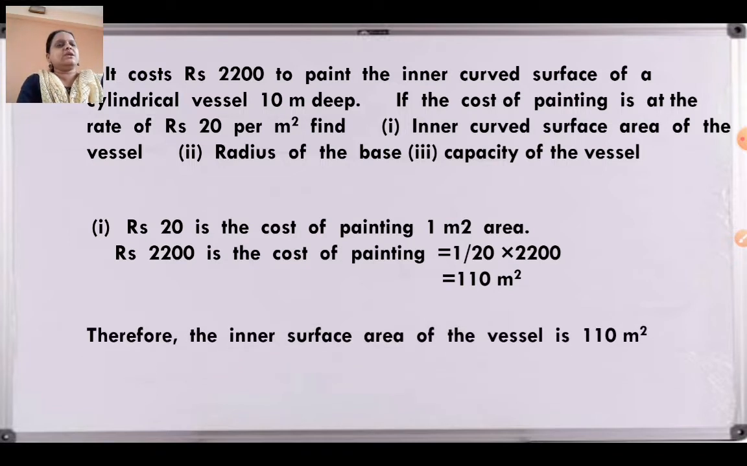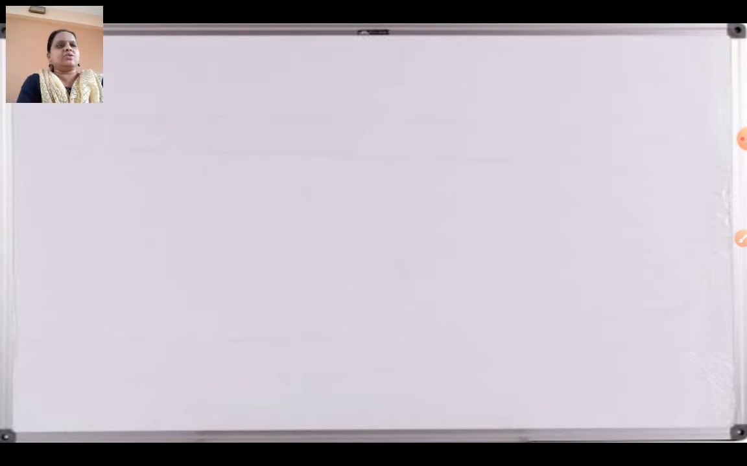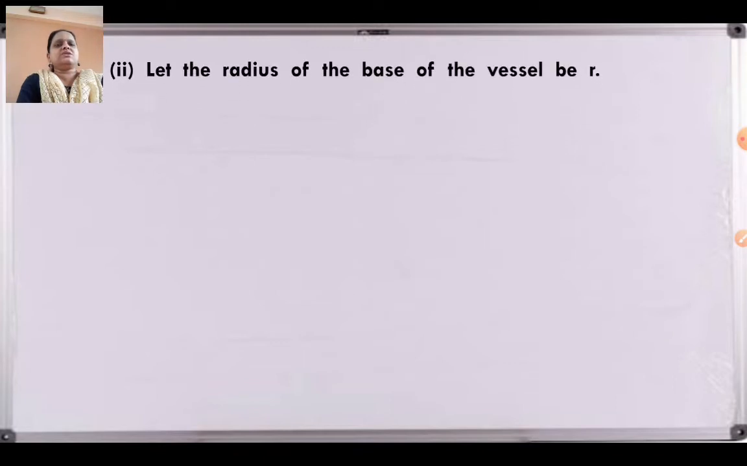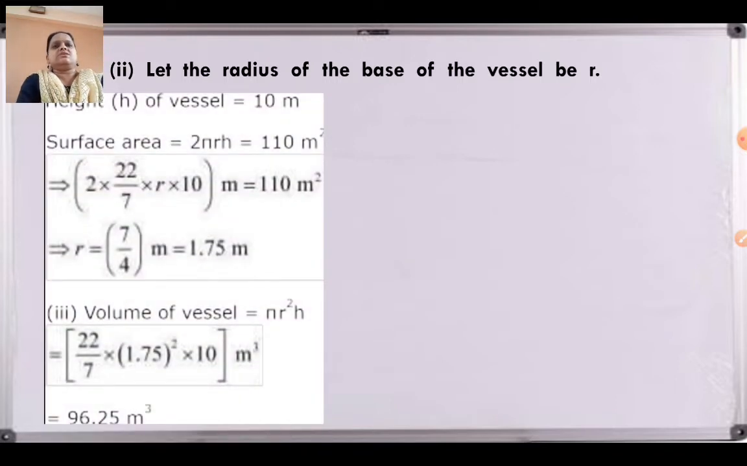We want to find the radius of the base. So don't forget to write the final answer for the first part, that is, the inner surface area of the vessel is 110 meters square. Now we will use this curved surface area to find the radius. Let the radius of the base of the vessel be r.